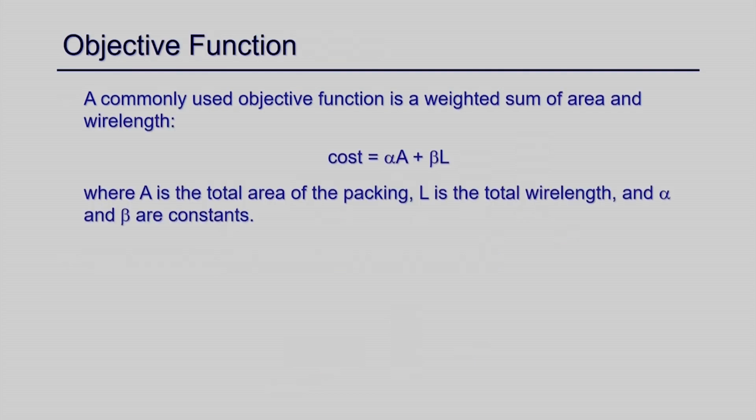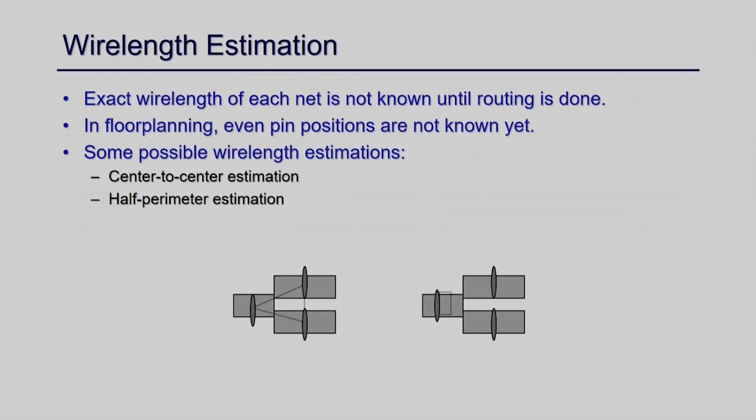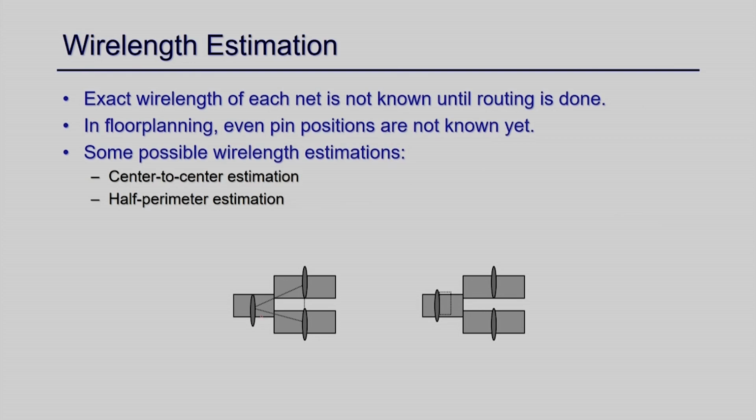In general, the objective function is the minimization of alpha times A plus beta times L, where A is the area, L is the length, and alpha and beta are constant factors. This is the overall objective of floor planning. Since I do not have the exact placement, wire length has to be estimated. If there is a wire from this to this, I can take just the distance between their center points, as an estimation of the wire length.